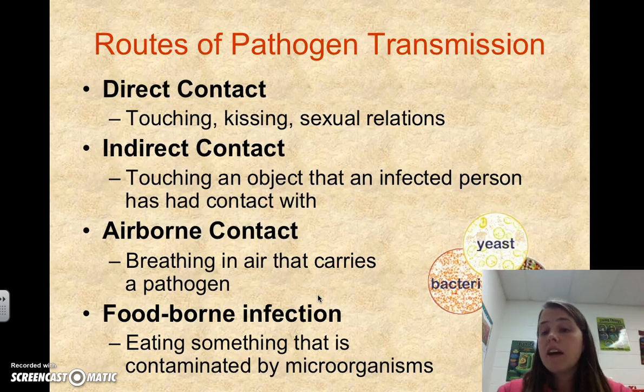So how do you get pathogens? How do you get bacteria? How do you catch viruses? How do you catch fungi? How do you catch protists? So there are several different ways that we're going to talk about.